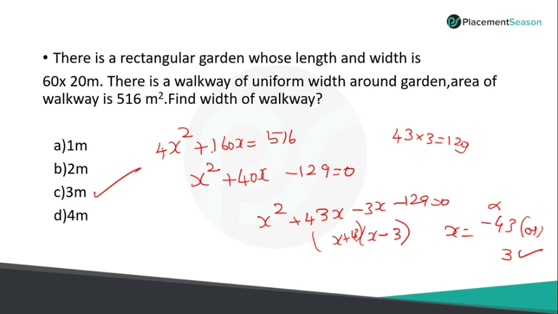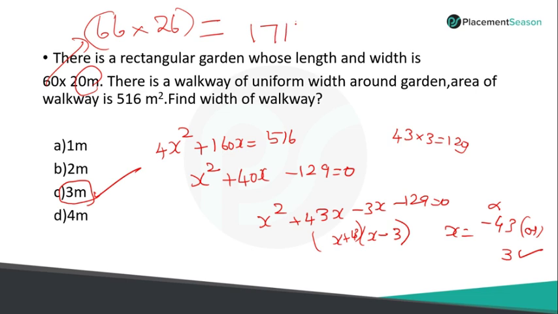Clear? So there's another way to solve this question. You can come from the options. Okay. If this happens to be 3, the outer rectangle will become 66. And this will become 26. So 66 into 26 is equal to 1716, which is nothing but 60 into 20 plus 516. This is the other way around you can solve this particular question. Okay. Here the approach is from the answer to the question again. Clear? You can do any approach, but make sure that you do the calculation very fast.